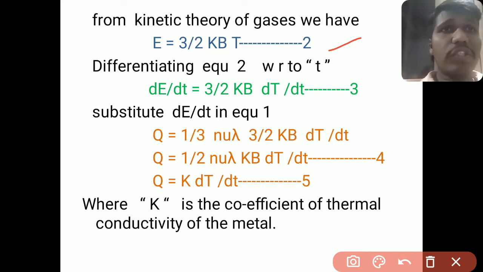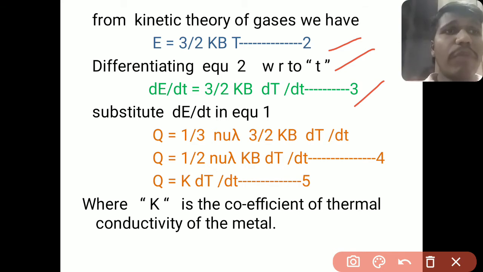Now differentiating equation 2 with respect to T, we get equation 3. Differentiating, dE/dt is equal to 3/2 kB, where 3/2 is a constant and kB is also constant, and we differentiate with respect to T, which gives dT/dt. That is equation number 3.